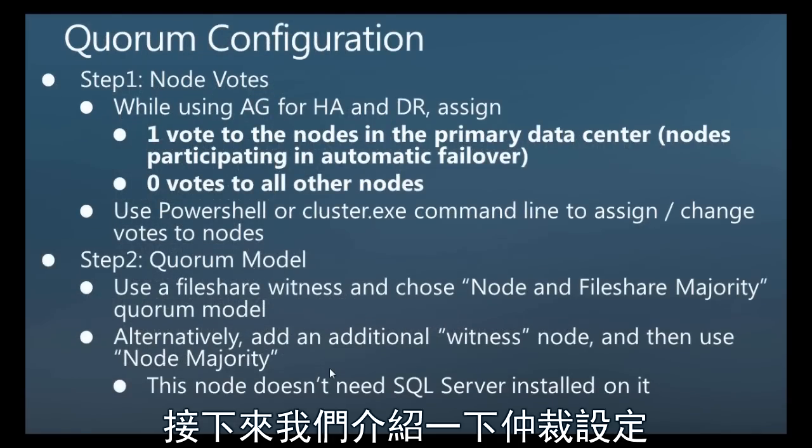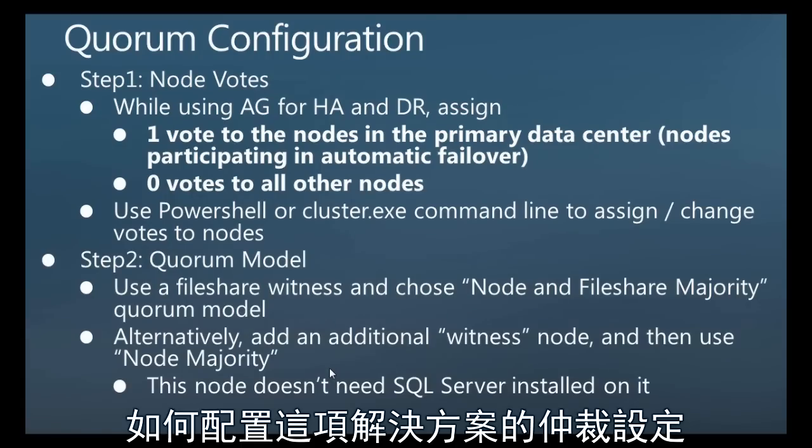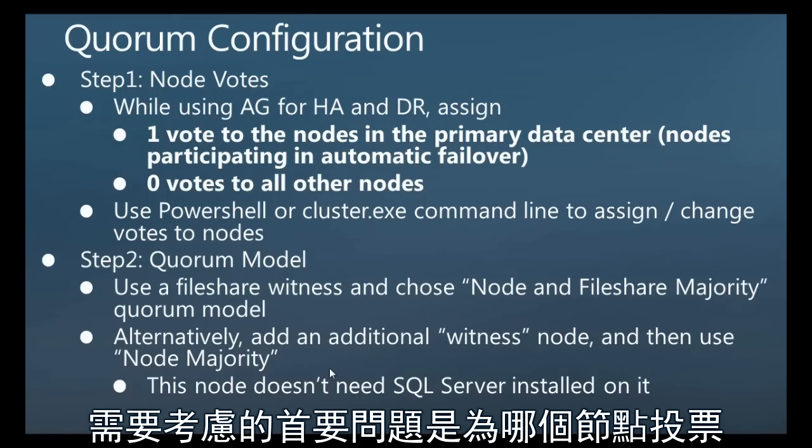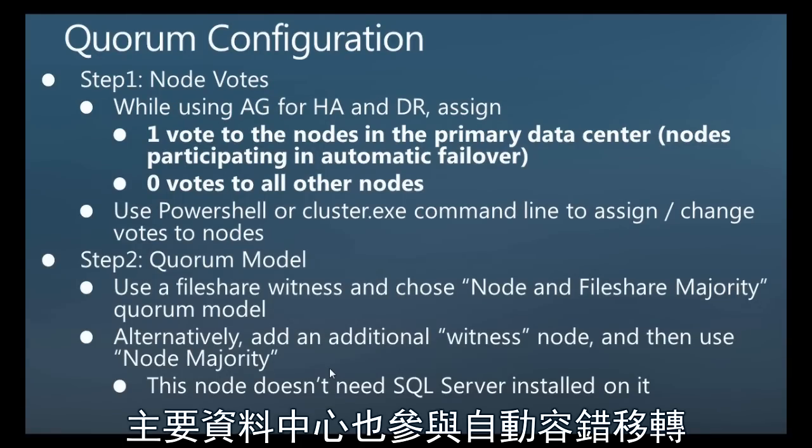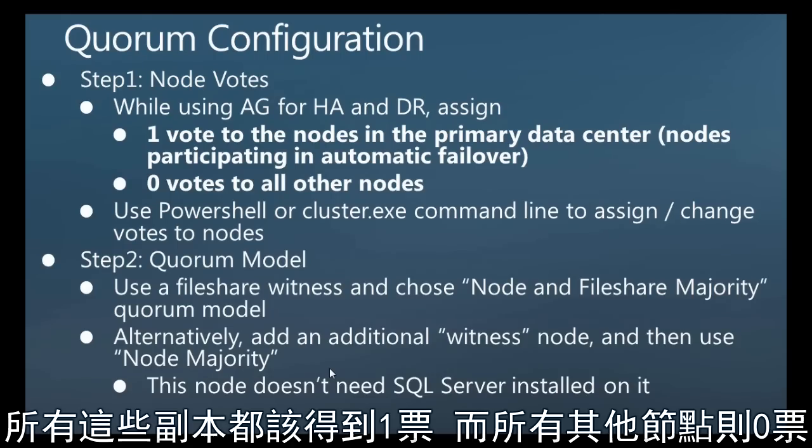So here comes the quorum configuration. How are you going to configure your quorum in this solution? The first thing is you need to think about which node you want to give the vote. The suggestion from our side is you need to have one vote for the nodes in the primary data center which participate in the automatic failover. All of these replicas should get one vote, and a 0 vote to all other nodes.